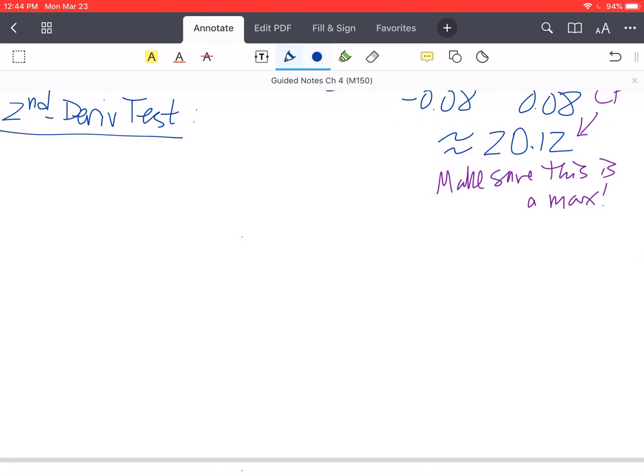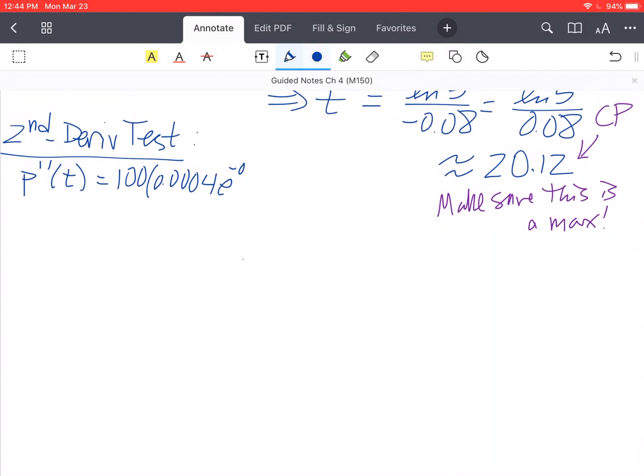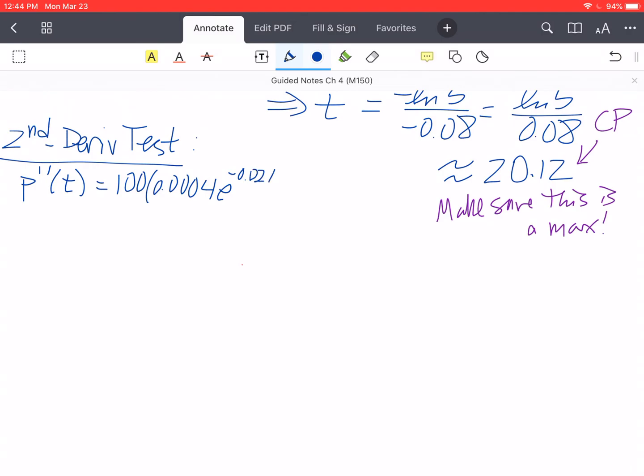When you do the second derivative test, you just take the second derivative. So the 100 is still there. When you multiply those constants out in front, you get negative 0.02 times another negative 0.02 because of the chain rule, so that's positive 0.0004 times e to the negative 0.02t, minus 0.01 e to the negative 0.1t.